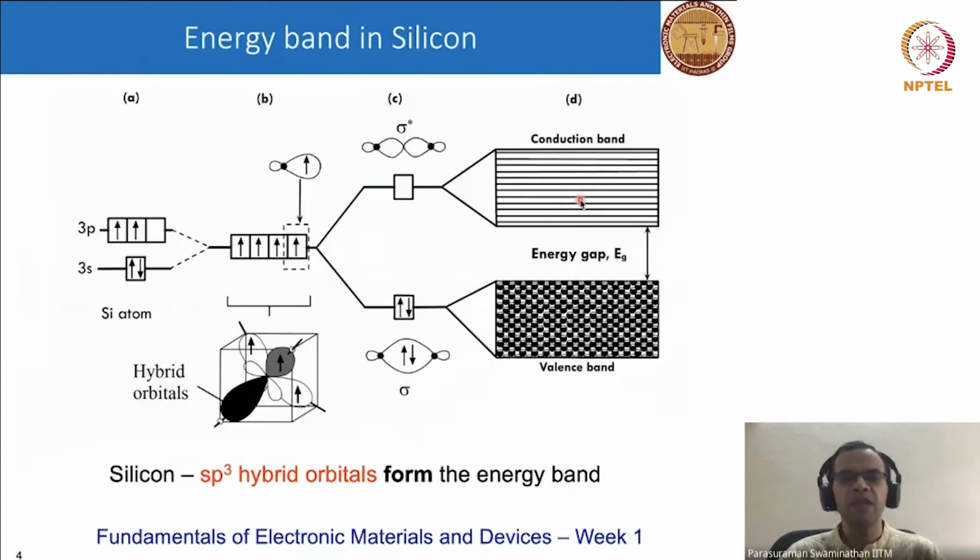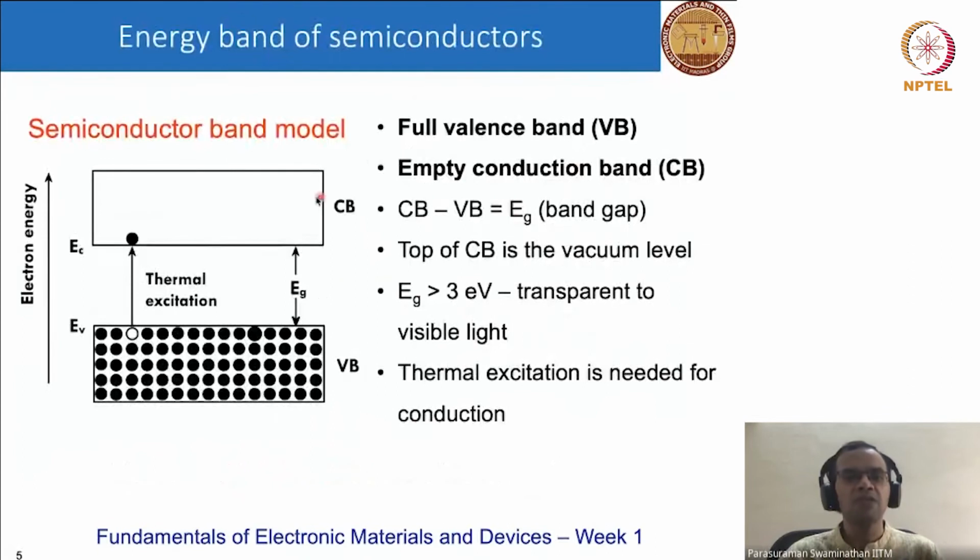In the case of a metal, the valence band and conduction band overlap, which is why we have one energy band which is partially full. In the case of semiconductors, there is an energy gap, Eg, between the valence band and the conduction band. So this here is the band model for a semiconductor. This is based on the FEG model, with the difference that we have a full valence band and an empty conduction band at 0 Kelvin.